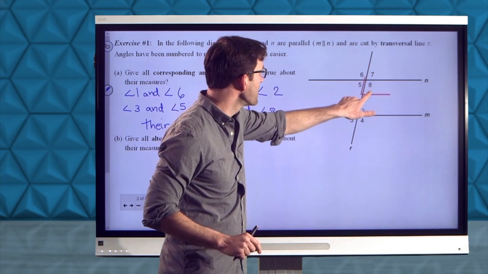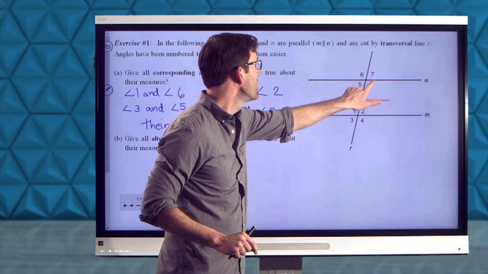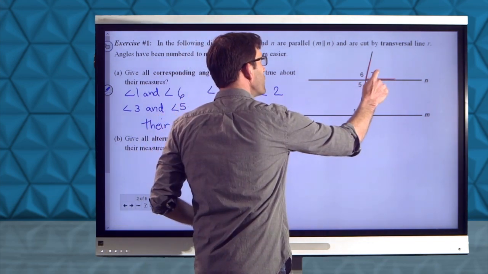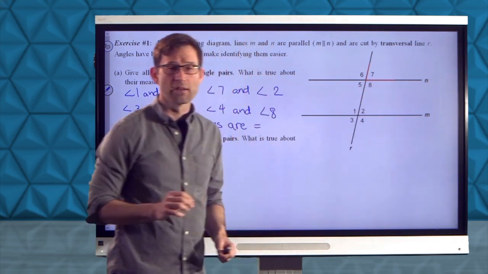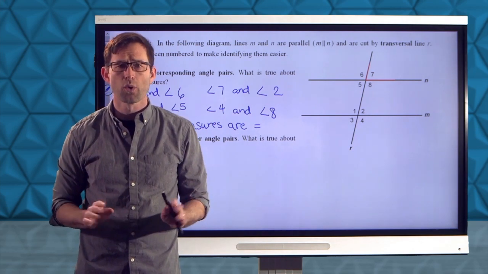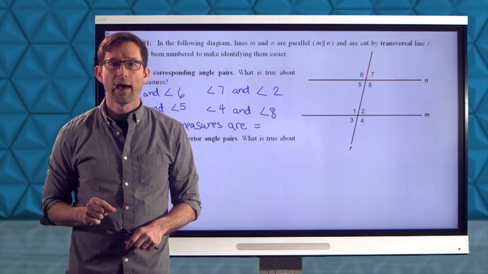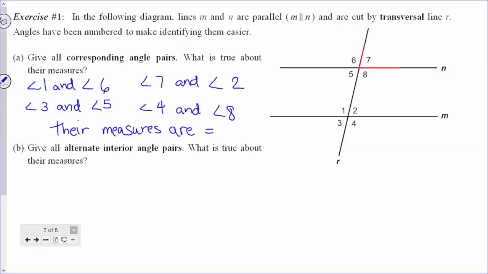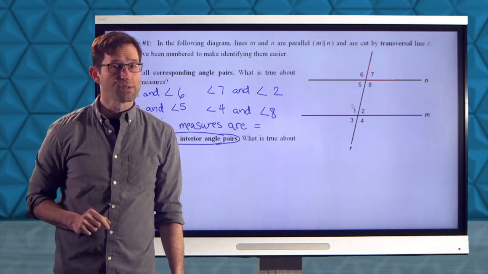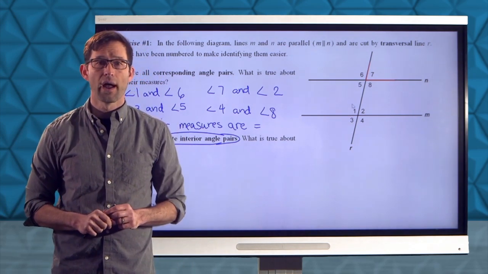Again, take a look at how nice that is, right? We've got angle 2 translated up, and we're sitting on top of angle 7. You can always kind of prove from a transformation perspective that corresponding angles are congruent using a simple translation. Again, that was back in Unit 2, so we're not going to go there right now. Let's take a look at exercise 1B. Give all alternate interior angle pairs. What's true about their measures? See if you can name the two, because there's only 2 of them, alternate interior angle pairs.